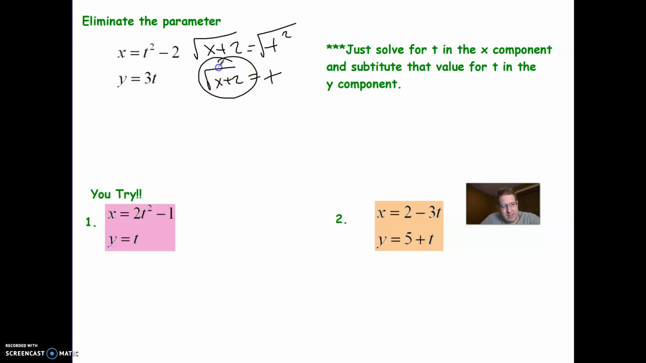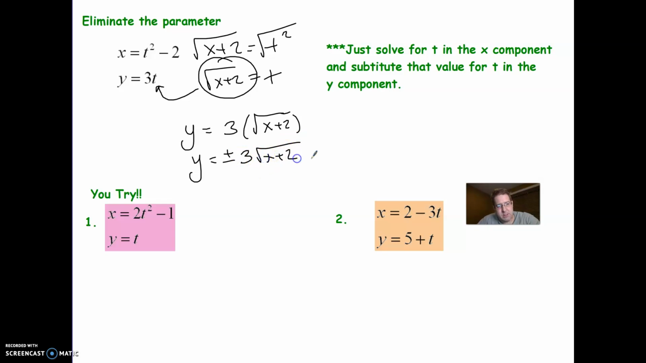Now I can take this and substitute it in right there so that y equals 3 times the square root of x plus 2, which technically I don't even need those parentheses, just 3 times the square root of x plus 2. And that will be it. Of course, we have our square root, which means it's going to be both positive and negative. So y is technically positive and negative 3 times the square root of x plus 2.